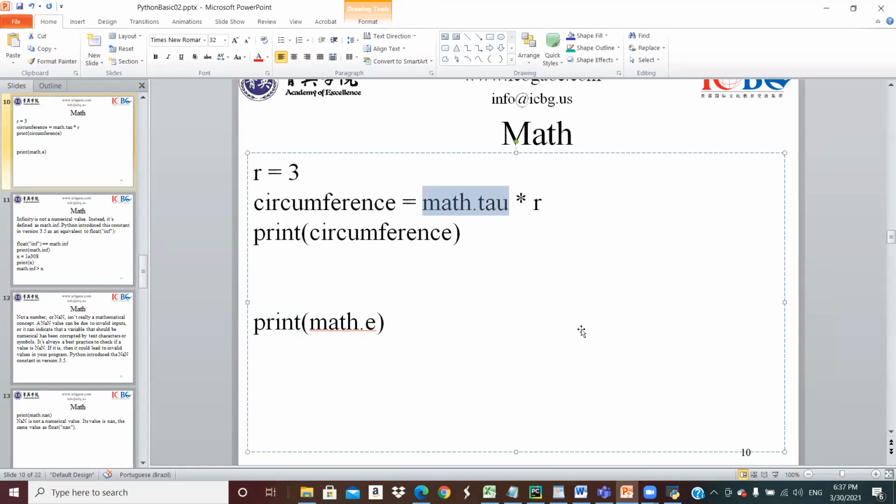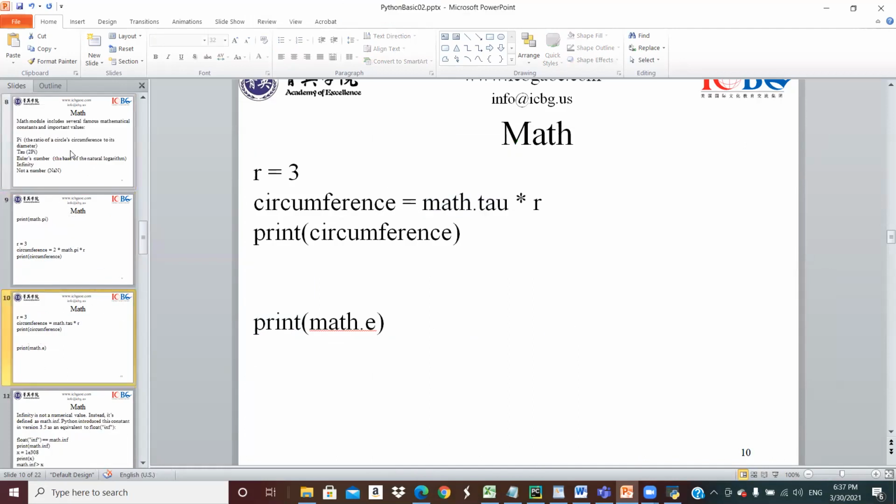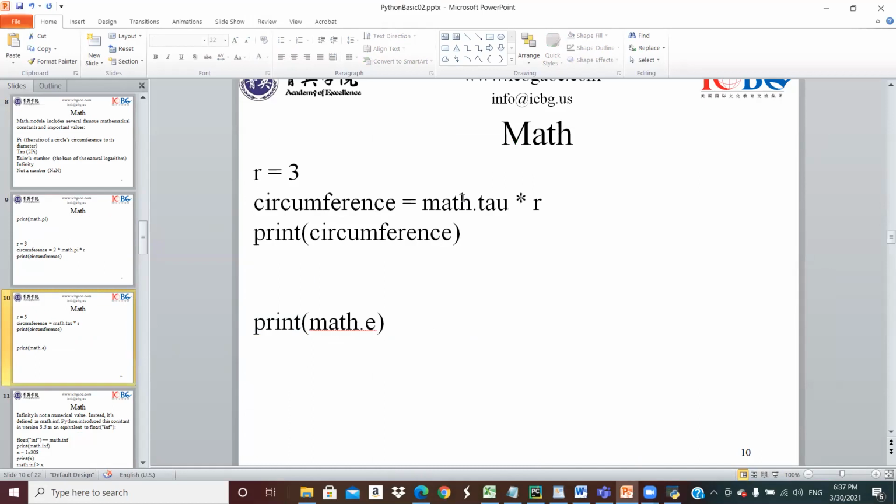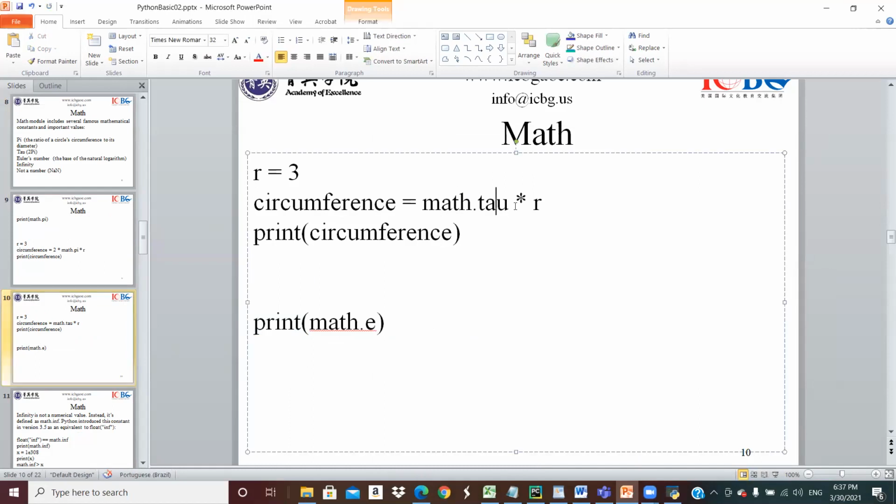That's another constant. It's called tau. What is tau? Tau is just 2 pi. Let me just show you the constant. That is 2 pi. So that is why you can use this to do it: math.tau times r. If you go ahead and change your code to math.tau times r, you get the same circumference.